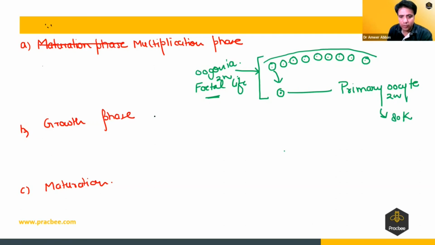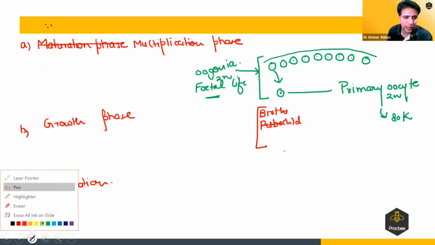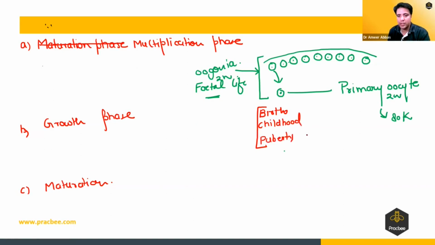Okay. What happens in the growth phase? Now we will understand the growth phase. The growth phase occurs as soon as the birth. It continues through childhood and puberty. Okay. What will happen as soon as the birth starts?